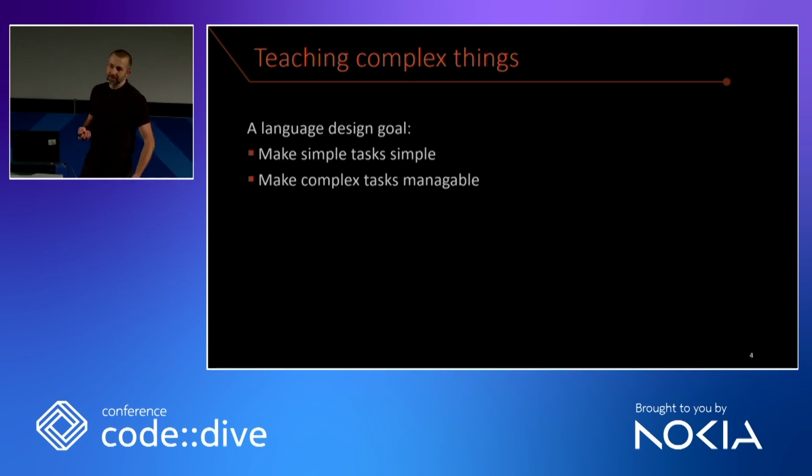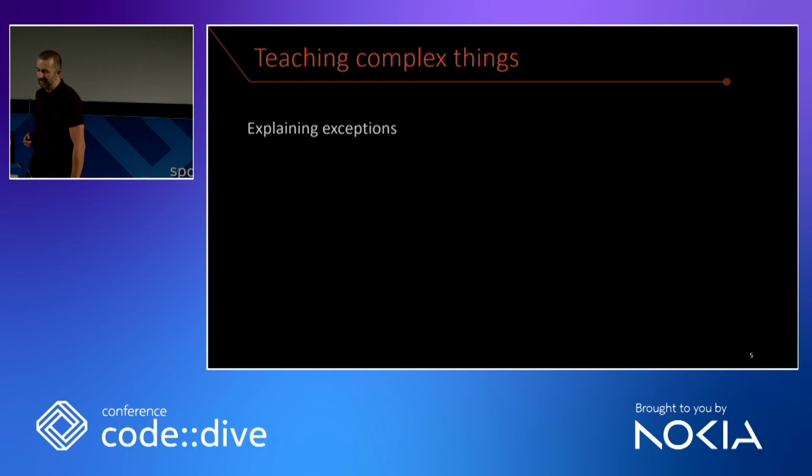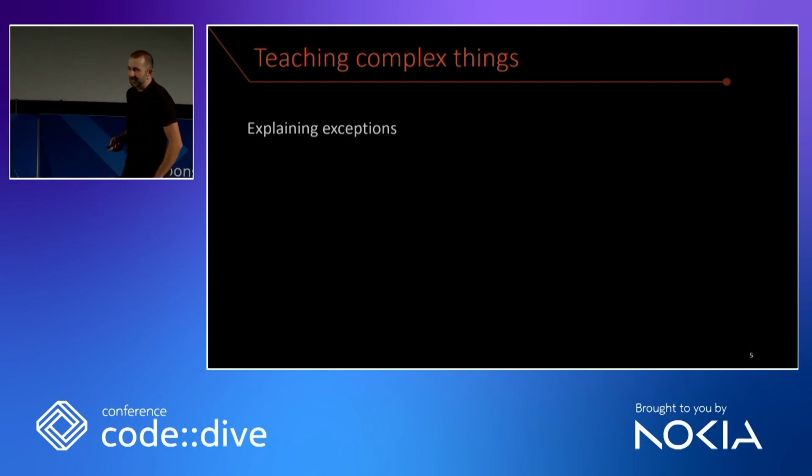This is the way the languages are designed. We want to make simple tasks simple, but for complex tasks, we want to make them manageable, not too simple. We don't want to hide the complexity from you. We just want you to be able to manage it. Coroutines, in this sense, are a bit like exceptions.